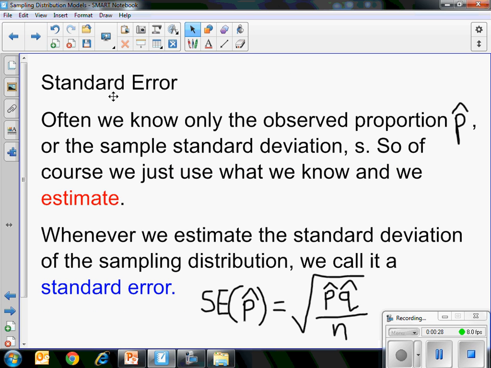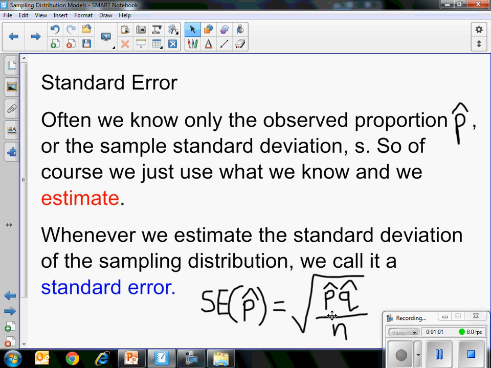Now, standard error is something else that we discussed in chapter 18. Often we know only the observed proportion p hat, or the sample standard deviation, S. So of course we just use what we know and we estimate. Now whenever we estimate the standard deviation of the sampling distribution, we call it standard error, or SE, instead of SD. SE of p hat.